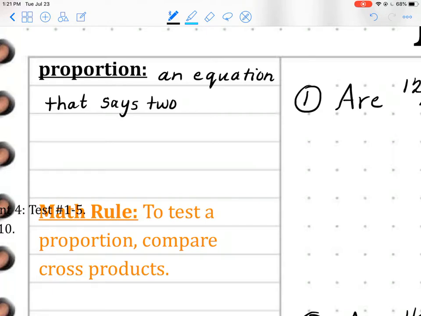So in the last chapter, we spent a lot of time talking about ratios. In this chapter, we're going to put together the ratios to make a proportion. And I'll show you how to test a proportion and how to solve one.